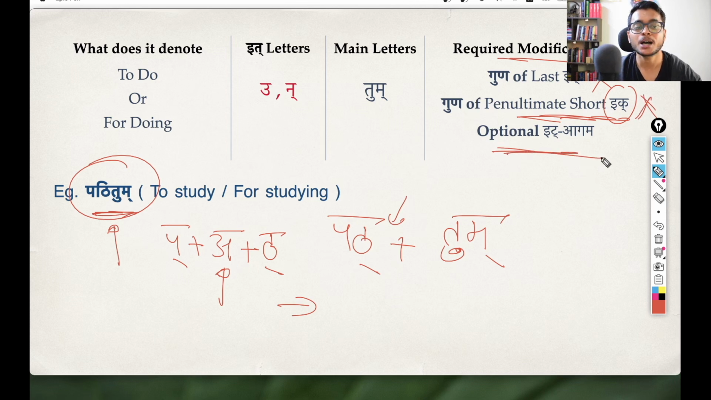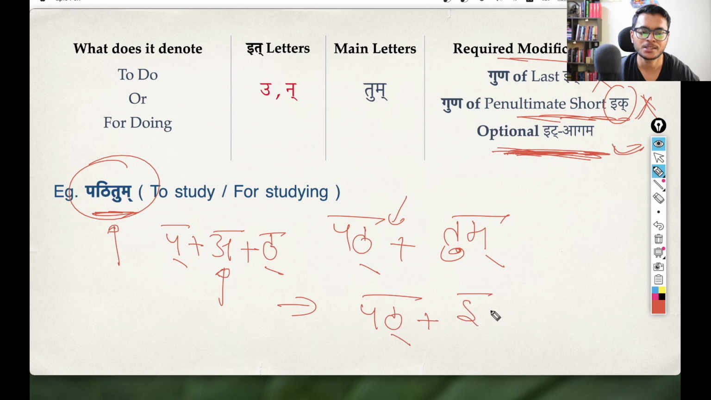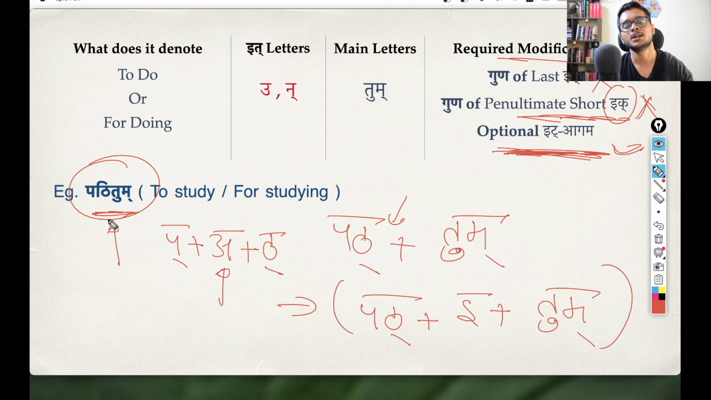But the optional it agama is possible, because pat dhatu, we know, is a set dhatu. So we have pat, due to it agama we get this i, and then from tumun we have this tum, and we simply combine them together. We get the pada pathitum, to study, for studying. I hope this example is also clear.